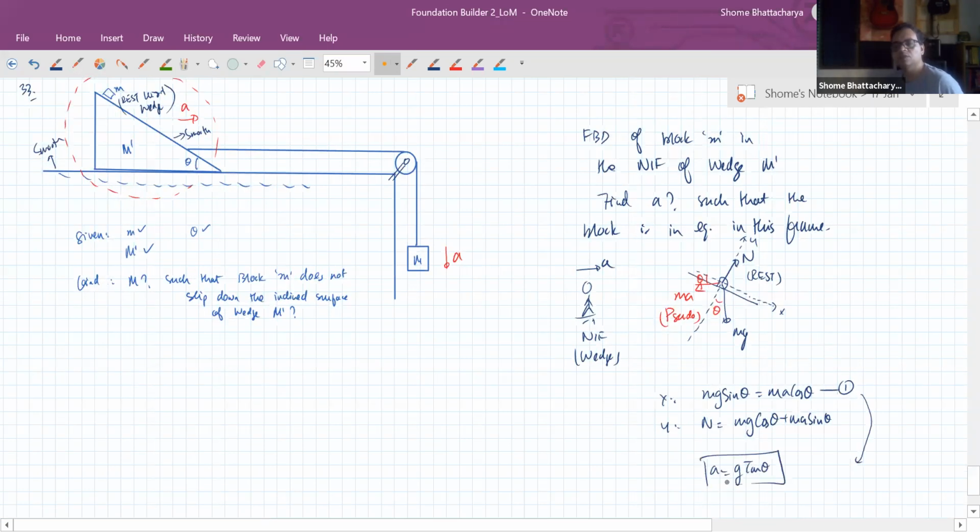E should be equal to g tan theta for the block to not slide with respect to the wedge. That is the condition for this. Okay, so note this down first, and then we'll make the FBD of this capital M1 to find out how much mass is required so that this acceleration comes out to be g tan theta.